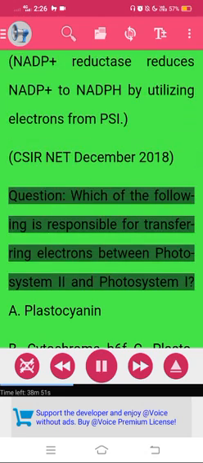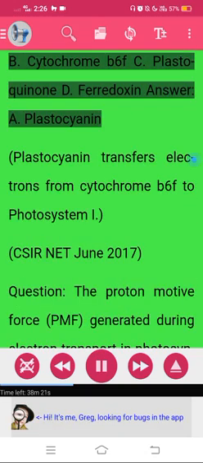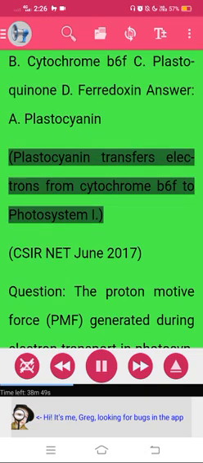CSIR NET December 2018. Question: Which of the following is responsible for transferring electrons between photosystem II and photosystem I? A, plastocyanin; B, cytochrome b6f; C, plastoquinone; D, ferredoxin. Answer: A, plastocyanin. Plastocyanin transfers electrons from cytochrome b6f to photosystem I.